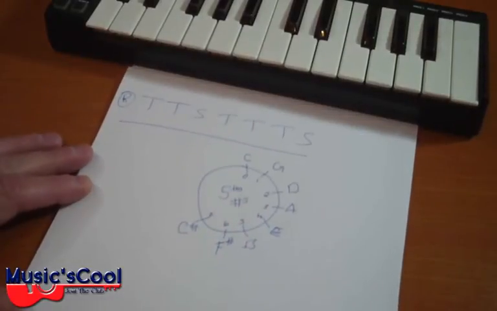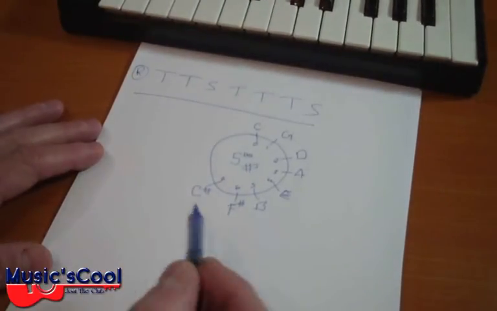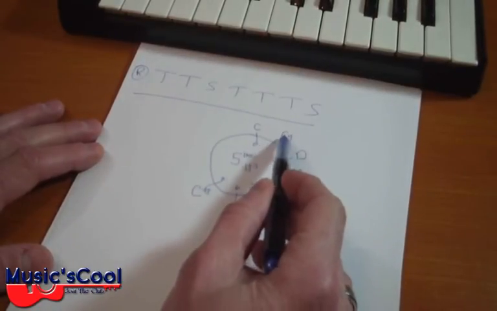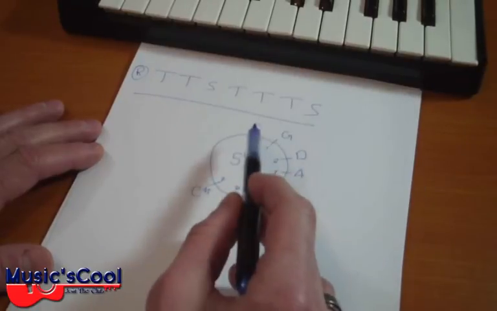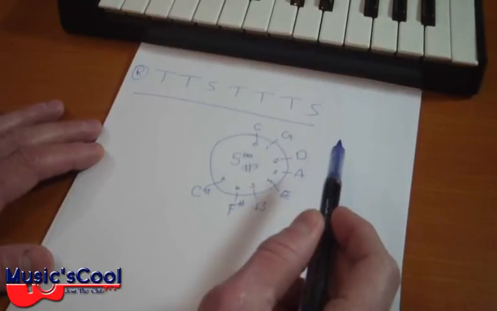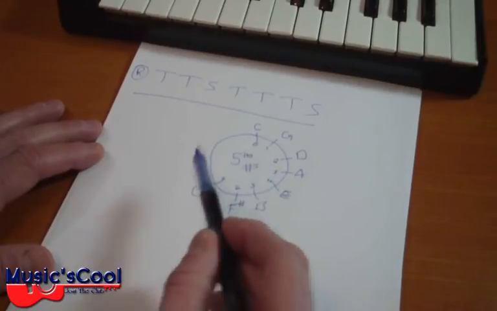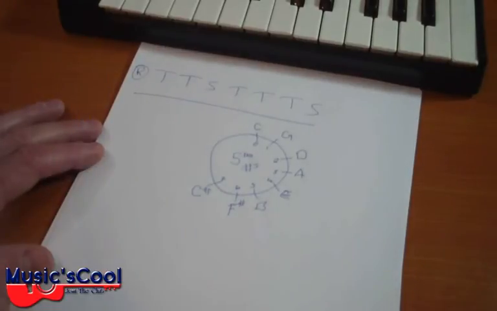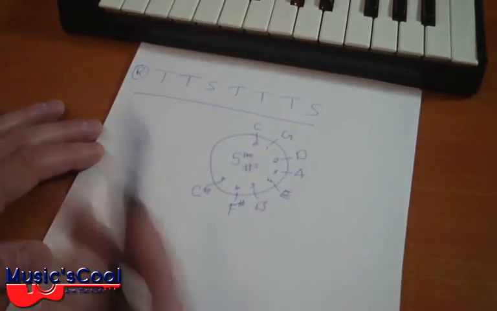Now, the order of sharps is a specific order that the sharps always fall in. So the key of G has 1 sharp, it's F. The key of D has 2 sharps, it's F and C. The key of A has 3 sharps, it's F and C and G. So you see what I'm saying is that the sharps always come in the same order. They always fall in the same order.